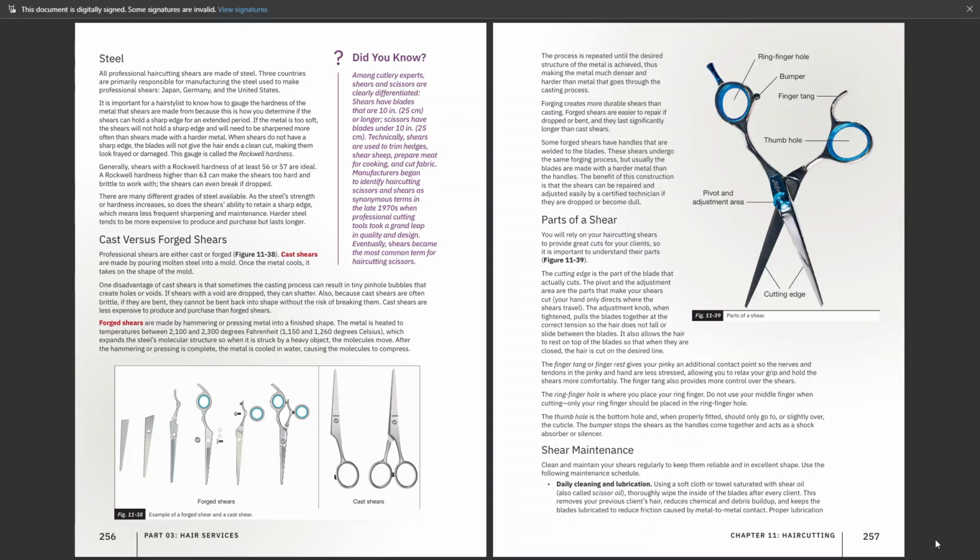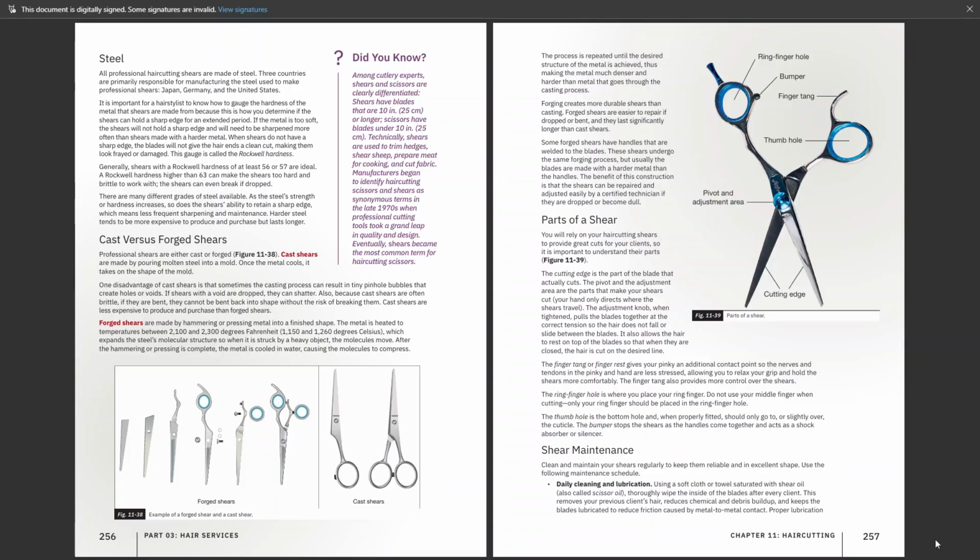If the metal is too soft, the shears will not hold a sharp edge and will need to be sharpened more often than shears made with a harder metal. When shears do not have a sharp edge, the blade will not cut the hair ends. The blades will not give the hair ends a clean cut, making them look frayed or damaged. This gauge is called the Rockwell hardness.